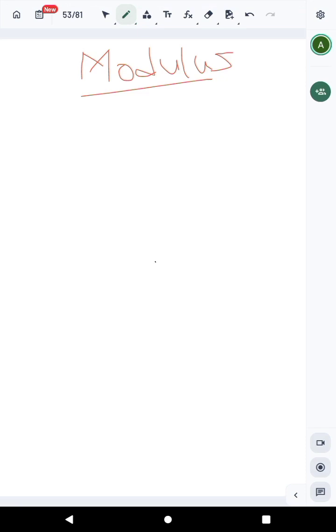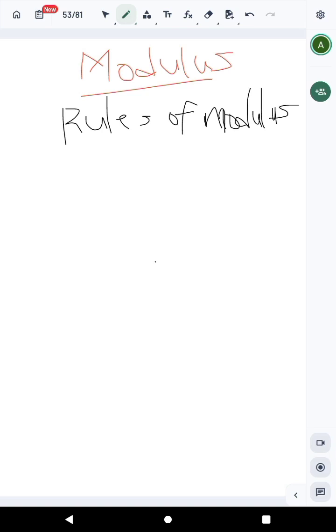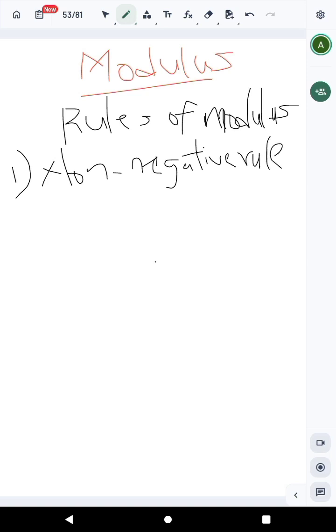Modulus. Modulus is the distance from 0. So we have the rules of modulus. First one we have non-negative roots, where we have absolute value of s is greater than 0.